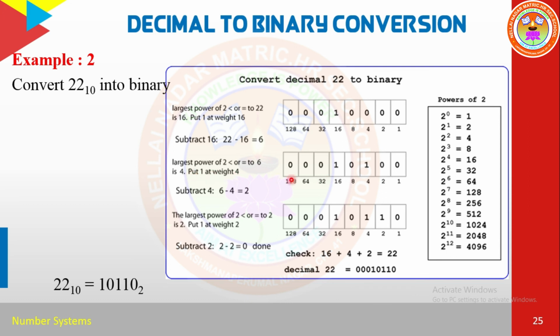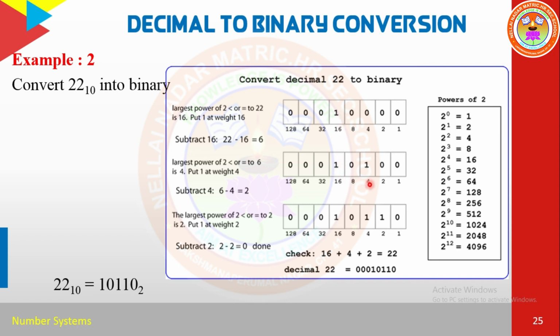So here what are we selecting? 4. Then after that 8. 8 is greater than 6, so don't choose that. That's why we are selecting 4. For 4, you put 1. So now 6 minus 4, what is that? 2. Alright. So for 16 we already put 1 in the previous step.